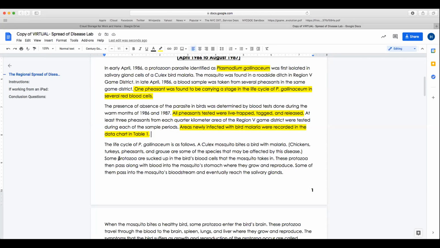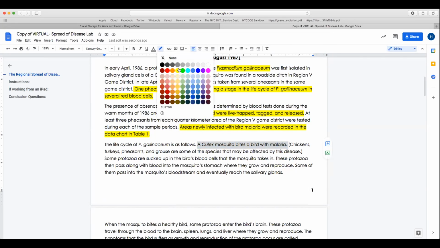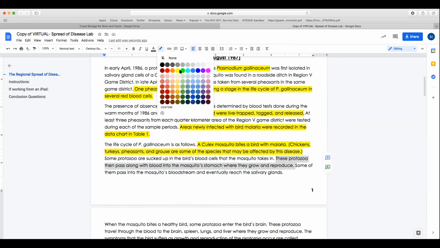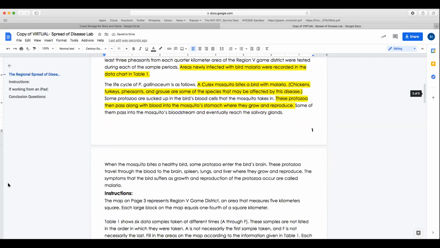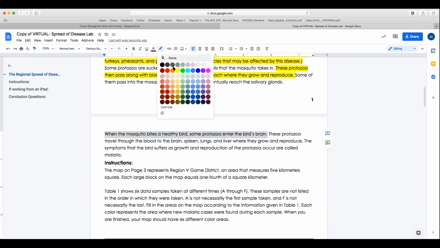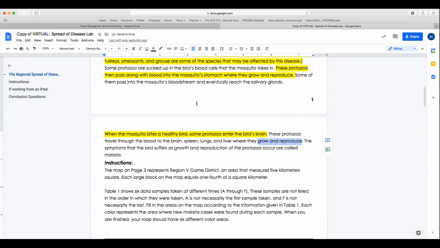The life cycle of P. gallinaceum is as follows. A Culex mosquito bites a bird with malaria. Chickens, turkeys, pheasants, and grouse are some of the species that may be affected by this disease. Some protozoa are sucked up in the bird's blood cells that the mosquito takes in. These protozoa then pass along with the blood into the mosquito's stomach where they grow and reproduce. Some of them pass into the mosquito's bloodstream and eventually reach the salivary glands. When the mosquito bites a healthy bird, some protozoa enter the bird's blood. These protozoa travel through the blood to the brain, spleen, lungs, and liver, where they grow and reproduce. The symptoms that the bird suffers as growth and reproduction of the protozoa occur are called malaria.